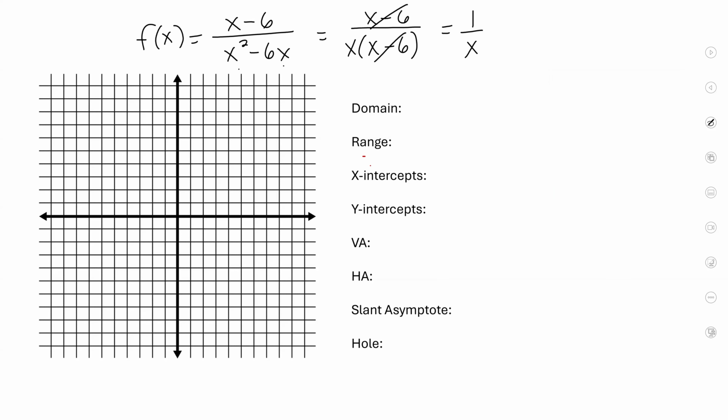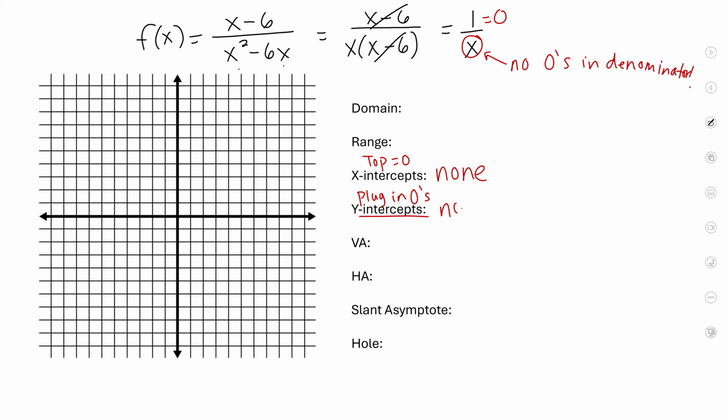X-intercepts, you set the top equal to 0. Well, 1 equals 0, that's not true, so there's none. Y-intercepts, you plug in zeros. Well, if I plug in a 0 here, you can't have 0 in the denominator. No zeros in the denominator. That's not allowed. So this is also none.